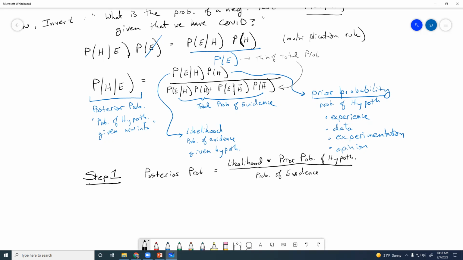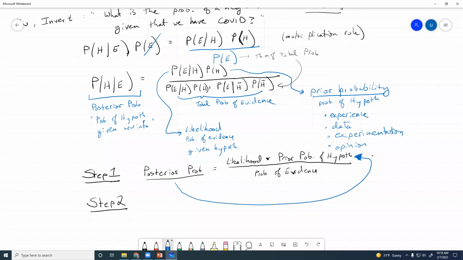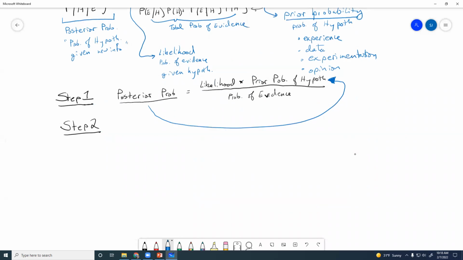All right, and so we're going to calculate this posterior probability. In step 2, we take this posterior probability and we plug it into this prior. So we take a test, we get a result, and then we plug it back in. We do that whole calculation again. So I'll just write it out.